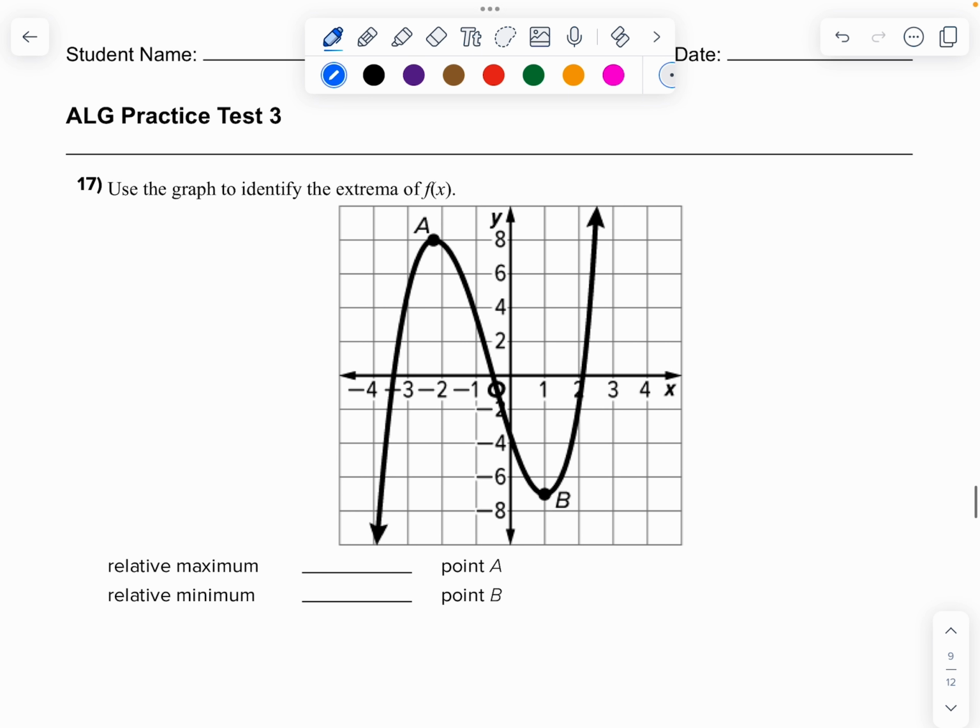Okay. Use the graph to find the extrema. So this right here would be negative 2, negative 2.2-ish maybe, and 8. This B, it looks like negative 1, negative 7.